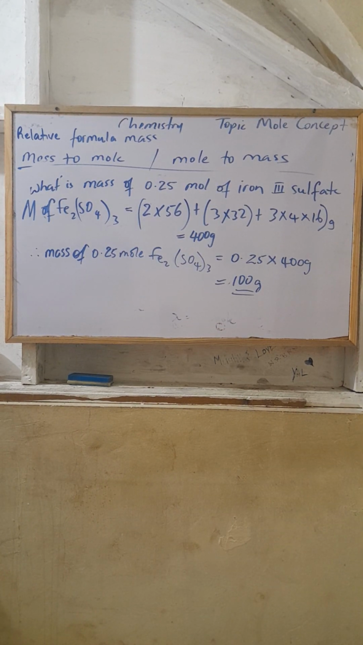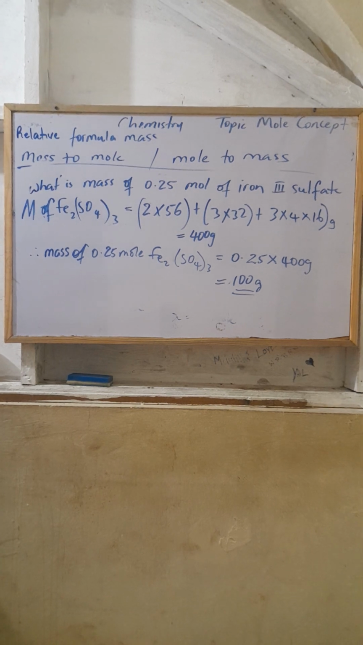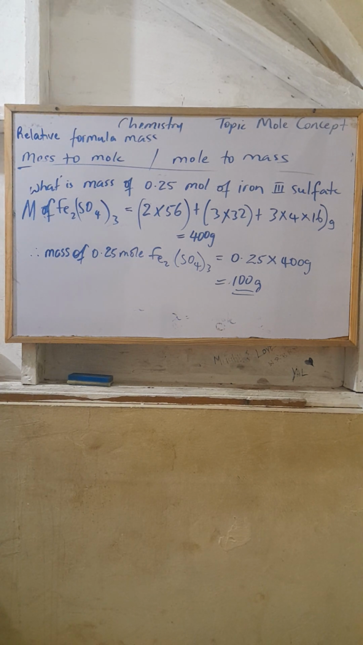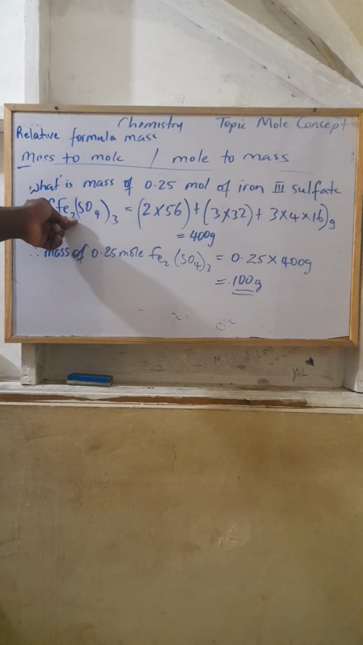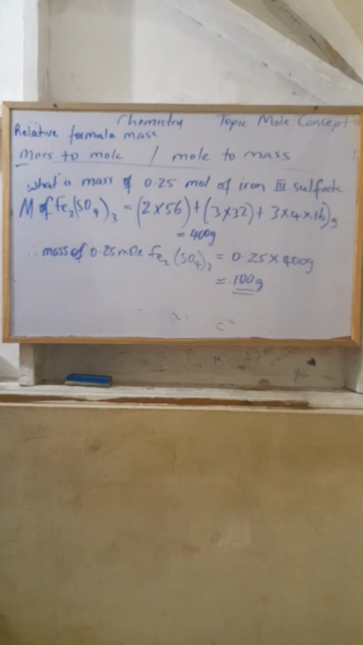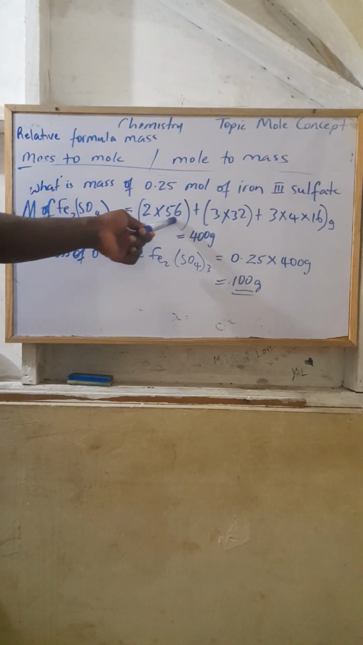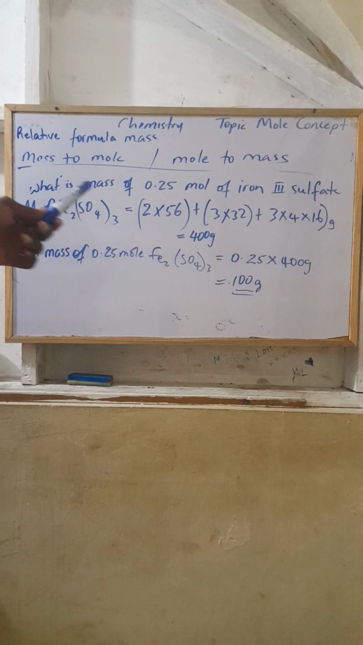So on the board we have iron 3 sulfate, my apology. We're going to use that to calculate from mole to mass. So we're going to find the mass of 0.25 mole of iron 3 sulfate. The first thing that we need to do is to calculate the molar mass of Fe2(SO4)3. We see that there are 2 irons present, so it's 2 times 56, 56 is the mass of iron.